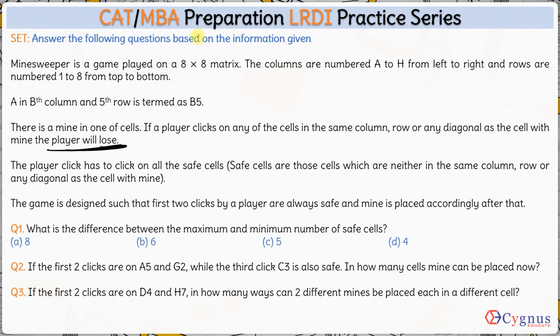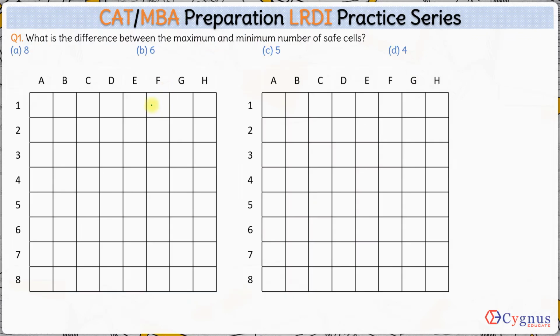Okay, so the game is designed such that the first two clicks by a player are always safe and the mine is placed accordingly after that. So when you start the game, initially you don't know where the mine is, and actually there is no mine placed initially for the first two clicks. So the first two clicks by the player will always be safe. Let's say if a player clicks on this cell, and this cell will reveal whether it has a mine or it is safe. So the first two clicks will always be safe.